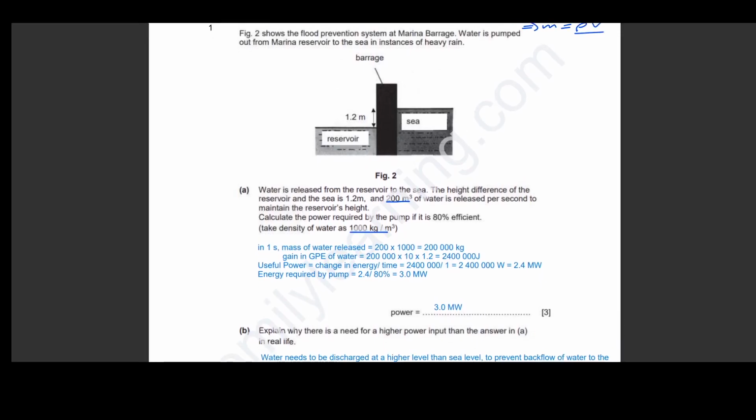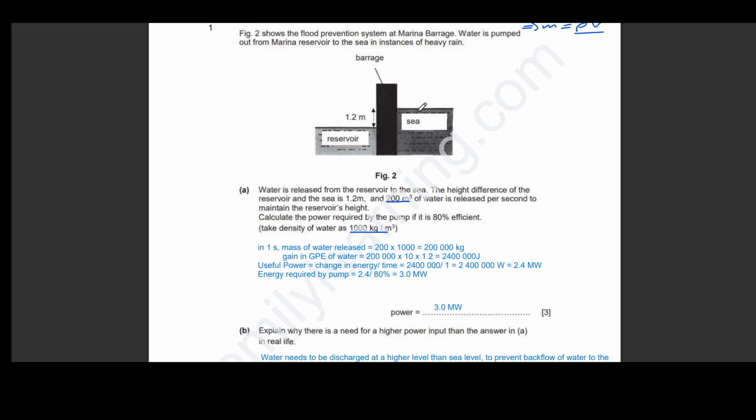Moving on to part B. In part B, you're asked to explain why there's a need for a higher power input than the answer in A in real life. So think about it. If you want to pump water from the reservoir to the sea, can you put your pipe here? No, right? Probably you have some seawater backflow back to the reservoir. So in order to do so, you probably need a pipe that is higher than the sea level. You pipe the water slightly higher than the sea level.